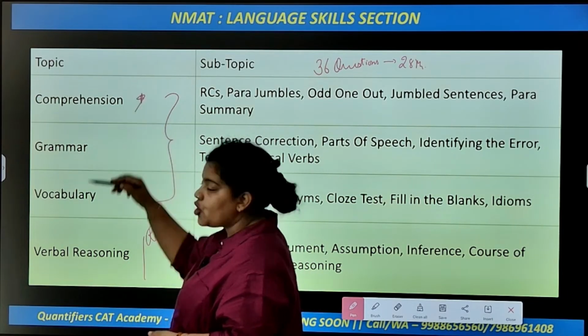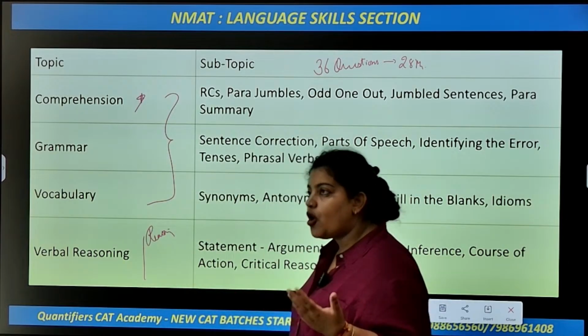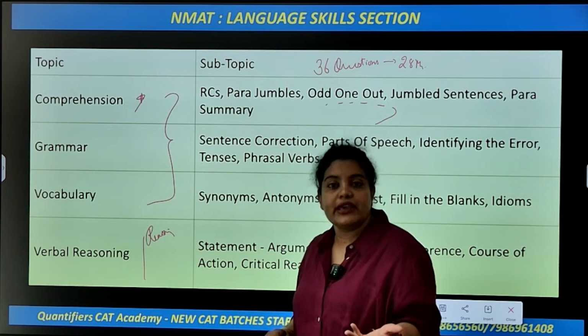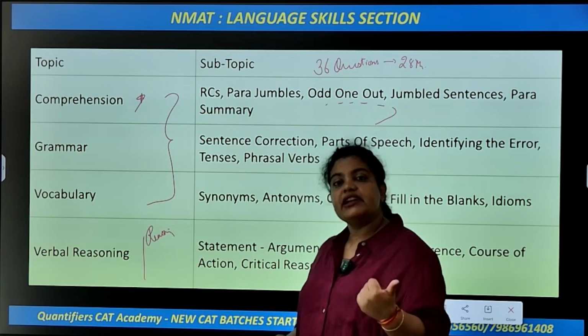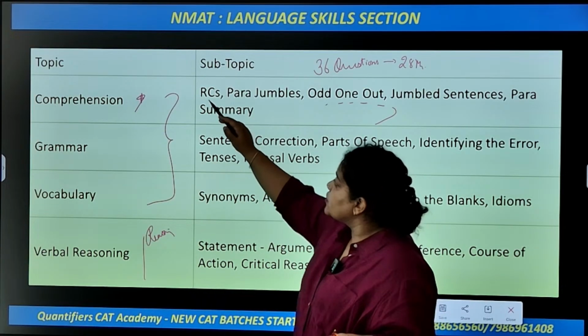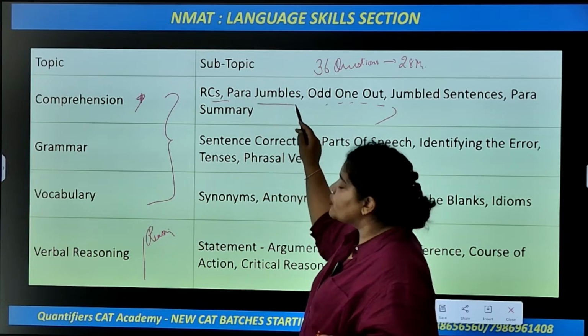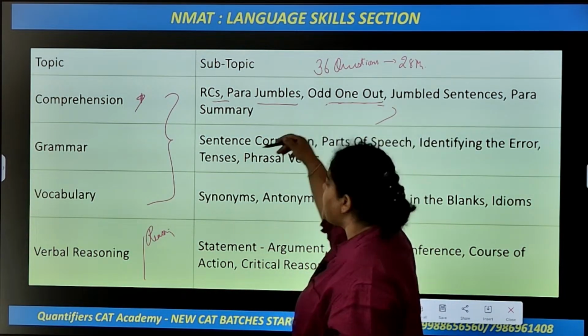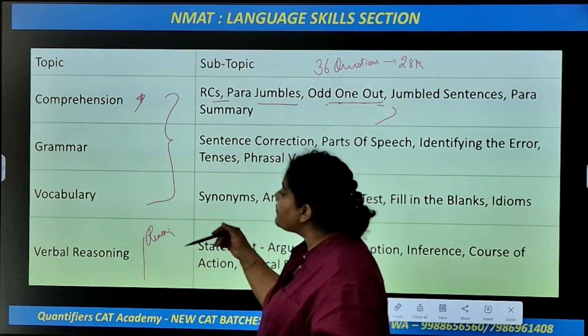We're going to have reading comprehension. Reading comprehension will have all those topics which you have seen in CAT also. Again, the difficulty level is comparatively easier as compared to CAT. So you're going to have reading comprehension, para jumbles, odd one out, jumbled sentences, which is almost the same, and para summary. The second topic is grammar.